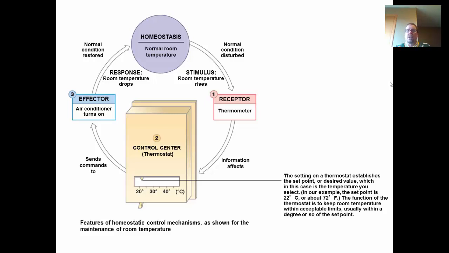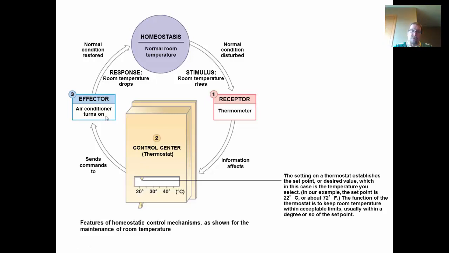You can think of that, one of the most common examples, as your heating system in your house. You have a thermometer, a thermostat, or something that measures the temperature. Okay, you have a thermostat, a control center that says this is the temperature we want it to be, and you have an air conditioner that when it gets too high turns on and then will bring the temperature down.